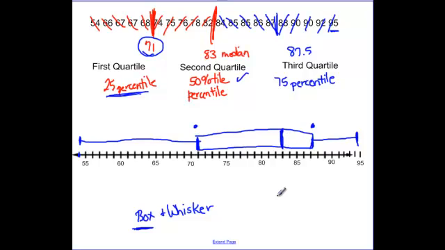Sometimes this is called your 5 levels of info, because by looking at this box and whisker, you can figure out 5 things: your lowest score, your highest score, your first quartile, your second quartile, and your third quartile.